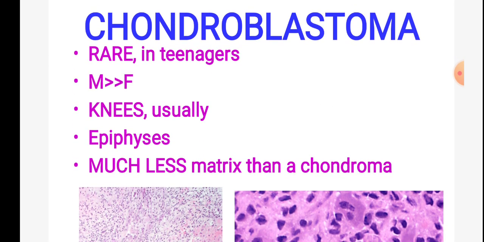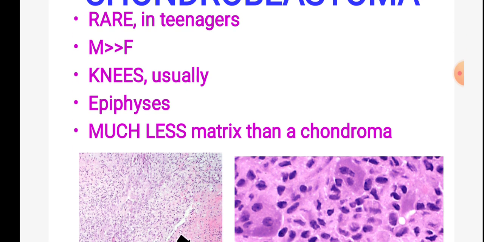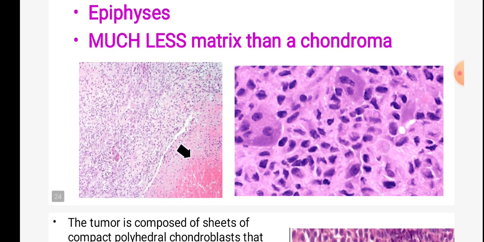Coming to chondroblastomas. So this is a rare tumor seen in teenagers. Again, as usual, males are very commonly involved here, in and around the knees usually. Epiphysis is the site of origin. So here there is less matrix than in a chondroma. So this is the particular picture.